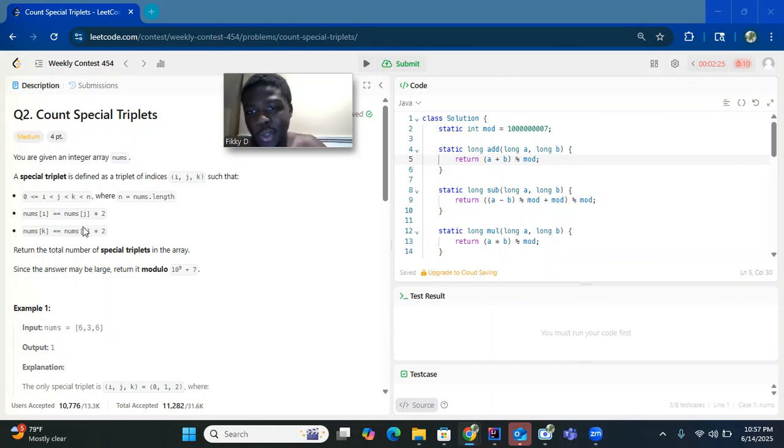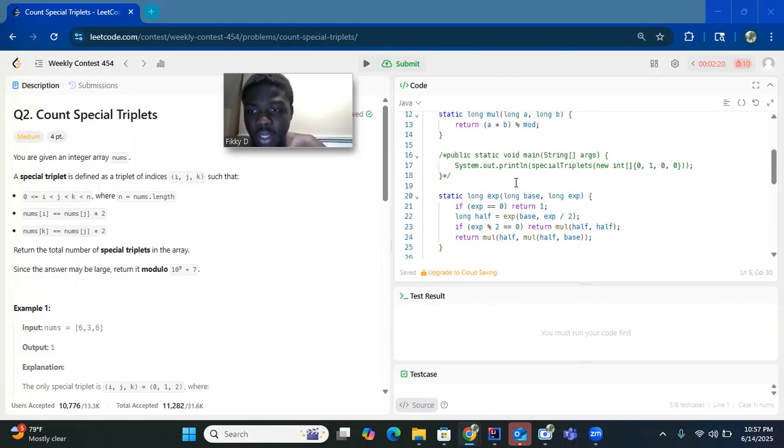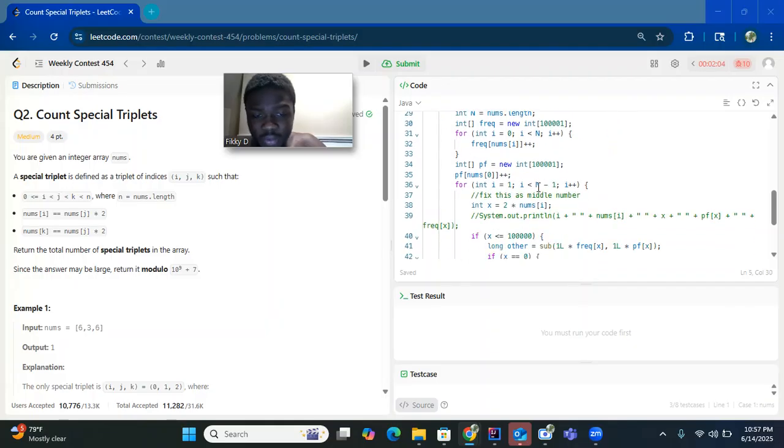So what you can do is literally just fix the middle number, right? If you fix the middle number, then you need to find the amount of numbers before it. For everything, you fix the middle number, then find the amount of numbers before it that are double the middle number, and find the numbers after it which are double the middle number. And this is very easy. You can just do a prefix.